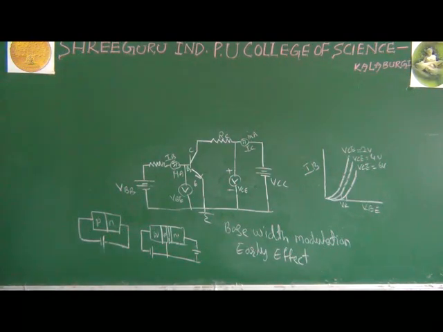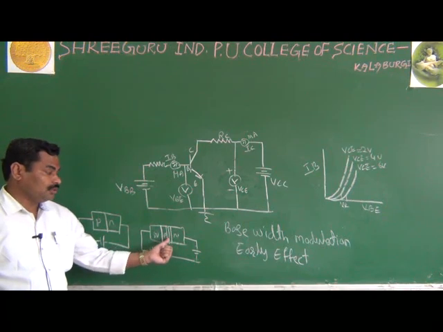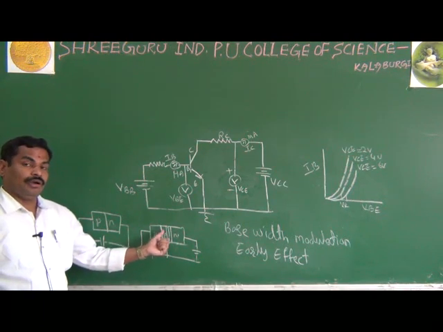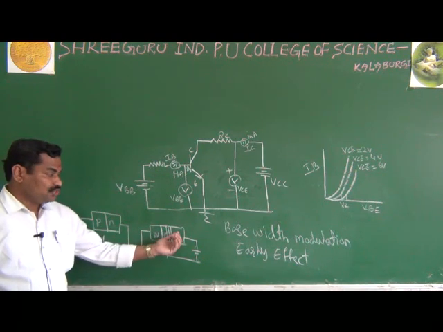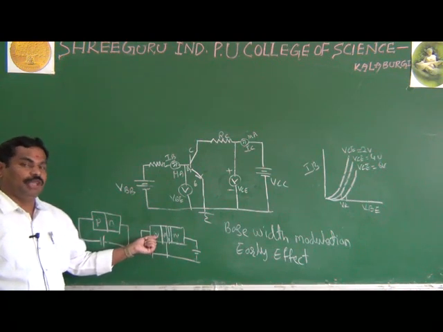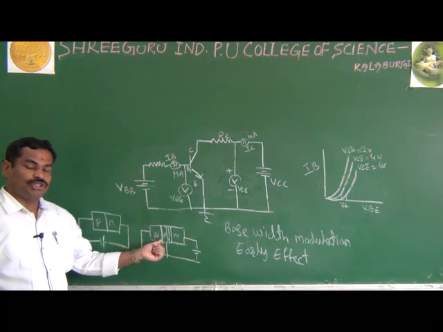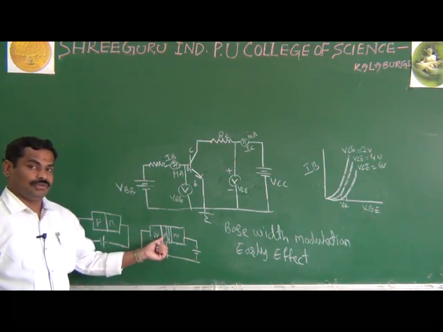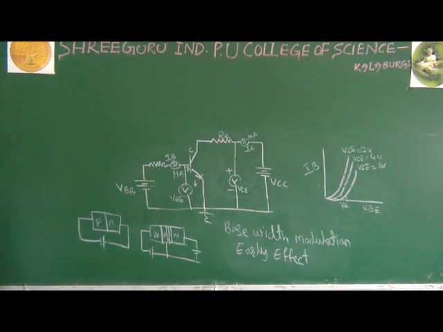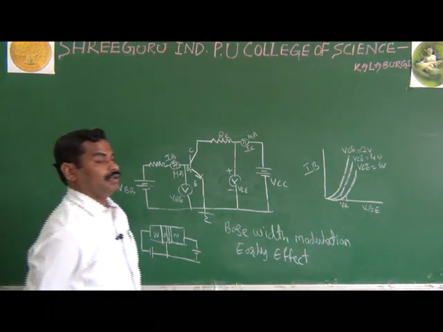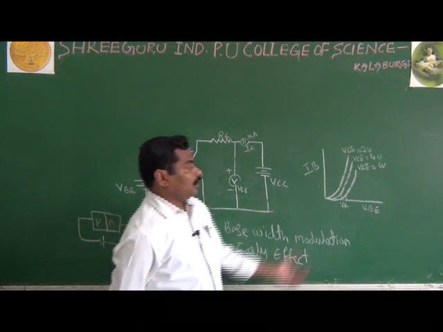And as we know already, the base is lightly doped. Once again you are reducing the size of the base. Already it is lightly doped, so there is very little space in the base, and the depletion layer also moves towards the base. Nothing but we are reducing the base width. It is nothing but reducing the recombination of electrons and holes in the base. And as we know already, the base current is nothing but the recombination of electrons and holes.